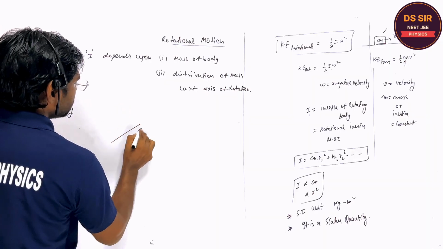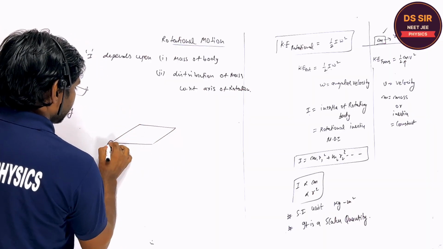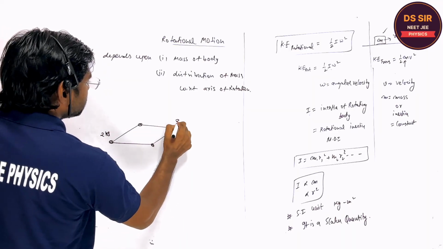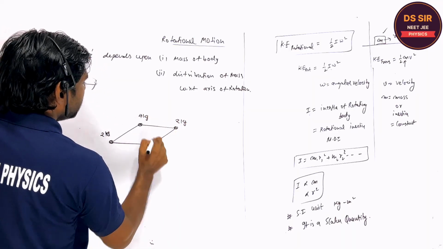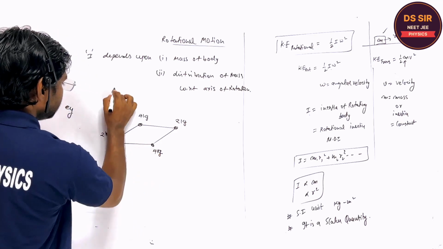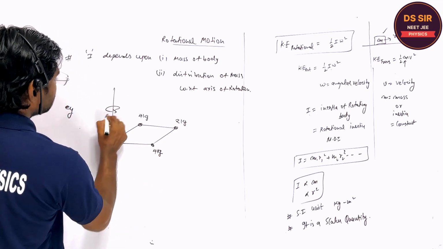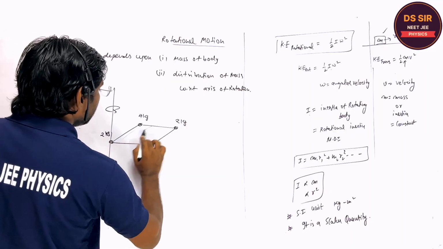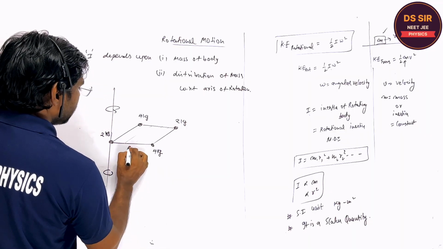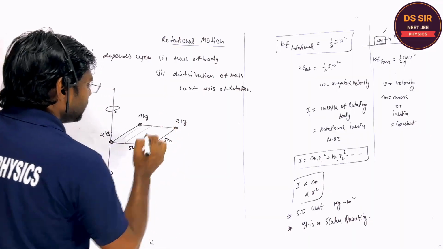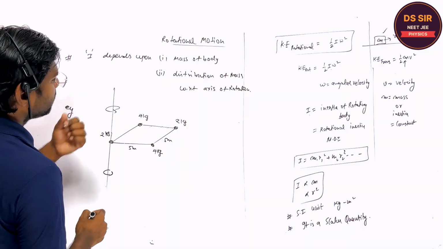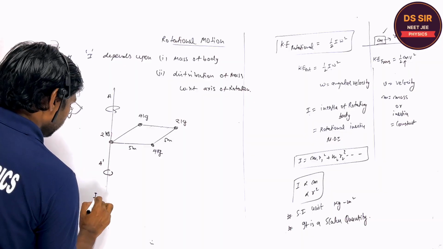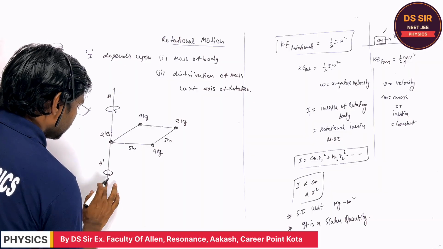So for example, suppose this is the square plate, right? This is the mass, this is the mass, this is the mass. Suppose this is the 2 kg, this is the 2 kg, this is the 4 kg, and this is the 4 kg, right? And this is the axis of rotation. This is the plane of the square. This is the 5 meter and 5 meter, right? So you have to find the moment of inertia about this axis of rotation, AA dash. Are you getting or not?